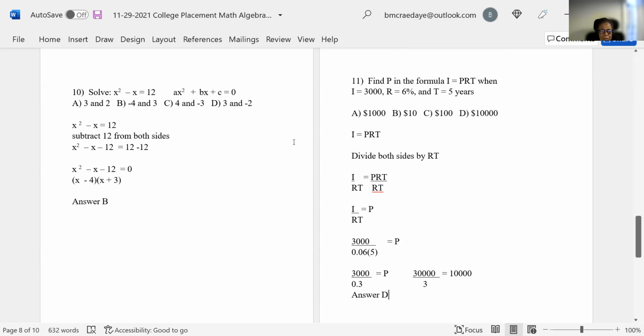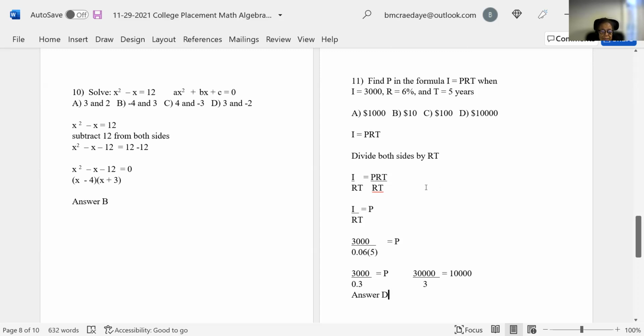Now, remember, Maureen, I equals PRT, but you don't always solve for interest. You could be solving for principal, you could solve for rate, or you could solve for time. So if you know any 3 of these, you can solve for the other one. If you knew interest, principal, and rate, you could solve for the time. So you just have to take the equation and solve it for what you're looking for. In this case, it was P. So we solved for P, which is interest divided by RT, and we were given interest, rate, and time.